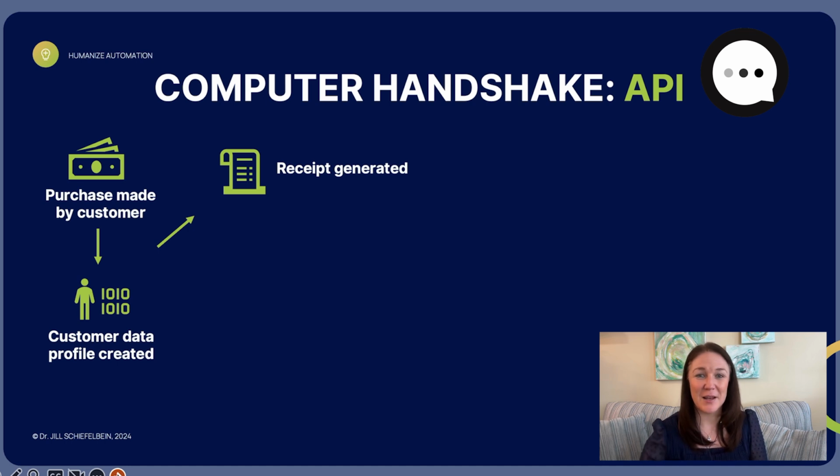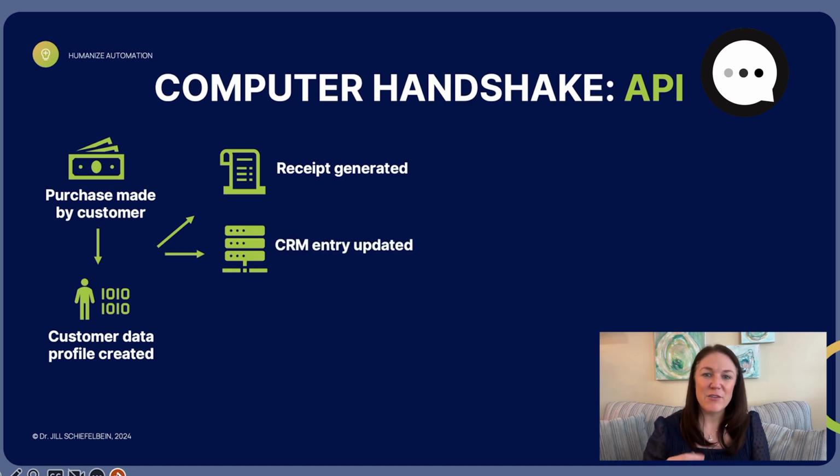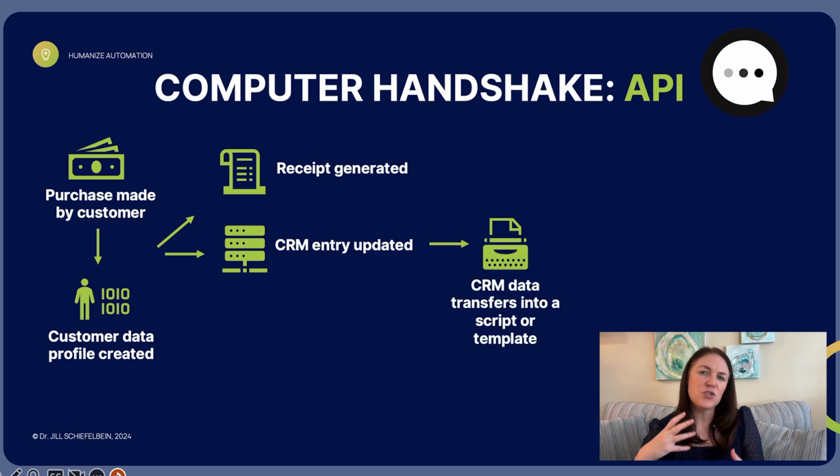So bam, receipt generated. You then, with this, have your CRM, your customer relationship management software, updated that has all of this information. Now, again, depending on your business model, your customer data profile may be in an e-commerce system, or it may already be in your CRM. Either or, those are the different places where data is stored. And if they're not one and the same, they'll need to be talking to each other in some way. Once that entry is updated, we can get this data transferred into a template or a script.